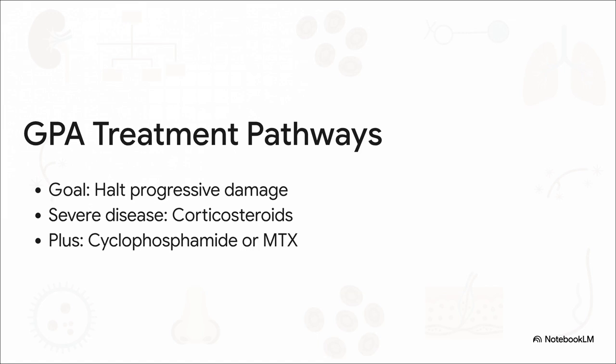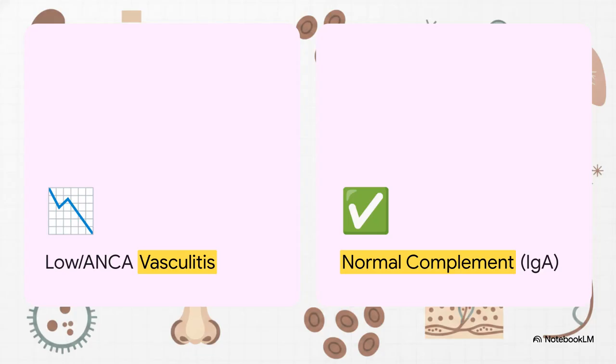To halt rapidly progressive end organ damage, the immediate next best step is hitting it hard with corticosteroids combined with an immunomodulator, usually cyclophosphamide or rituximab. If the disease is a bit less severe and their renal function allows it, using methotrexate combined with steroids is another valid option. Let's move to our third and final category: normal complement IgA-mediated disease.